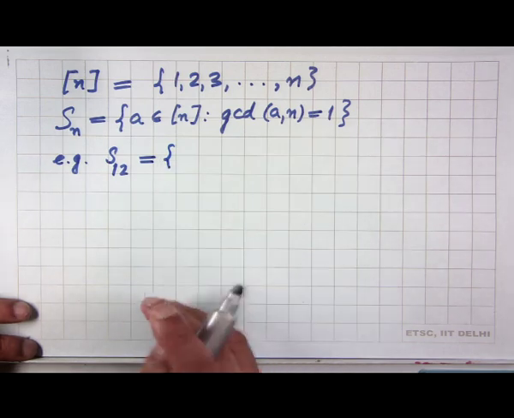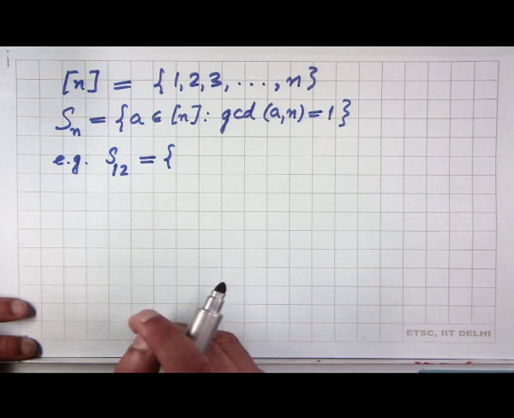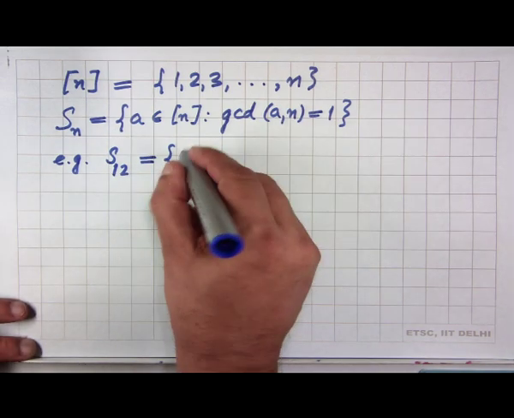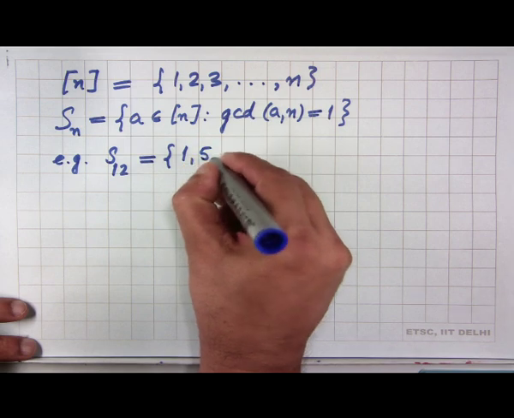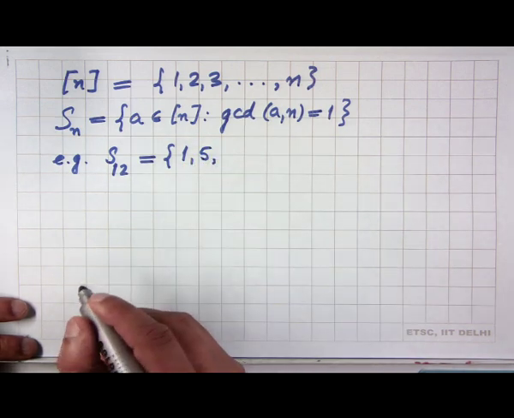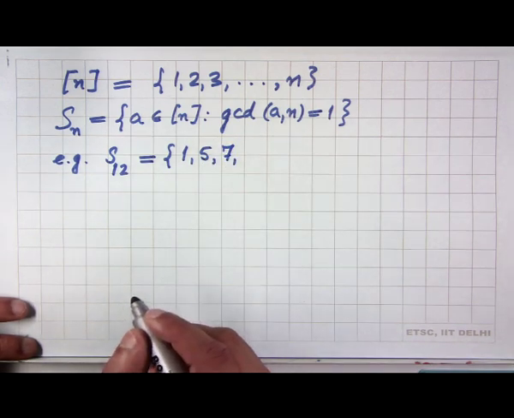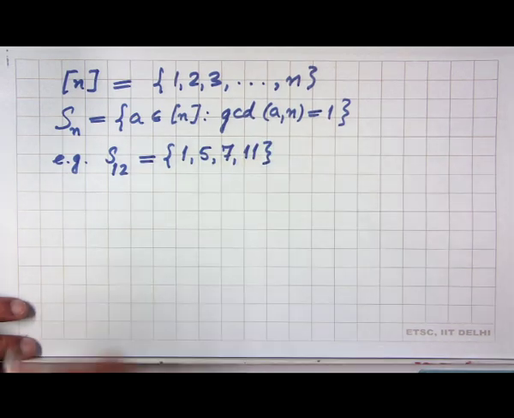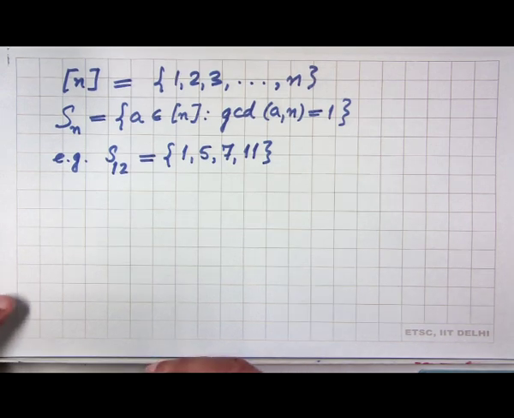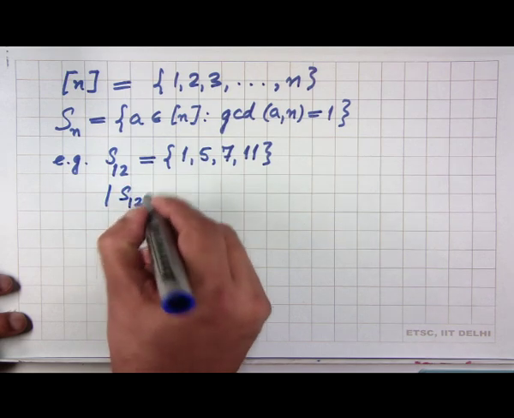S of 12 would count the numbers between 1 and 12 whose GCD with 12 is 1. 1 would qualify, 2, 3, and 4 would not, 5 would qualify, 6 would not, 7 qualifies, 8, 9, 10 do not, and 11 qualifies, and 12 does not. So S12 consists of these 4 numbers. I'm more interested in figuring out the size of that set.